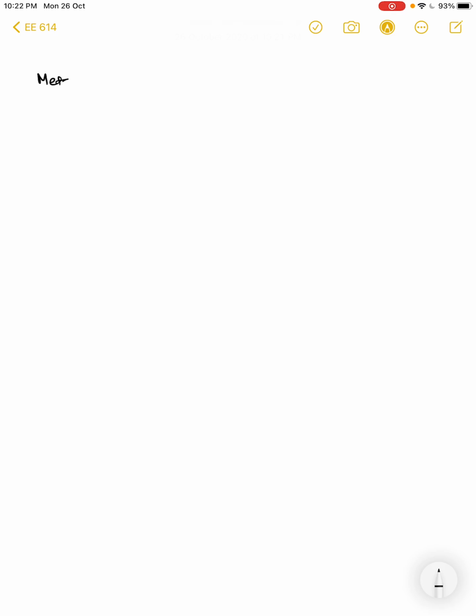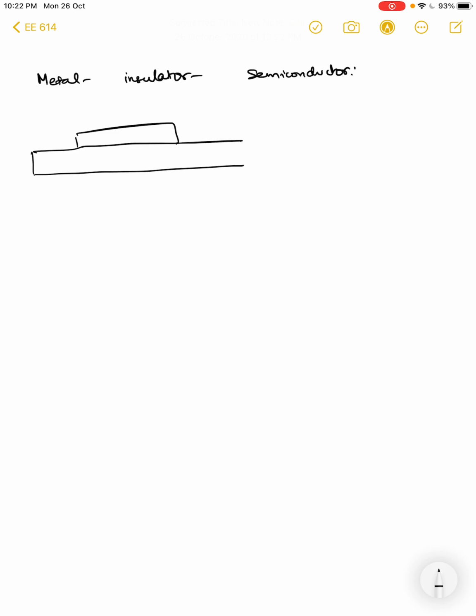So it is metal, insulator, semiconductor. So the most common structure of this particular stack is a metal layer deposited on top of a thermally grown oxide, basically silicon dioxide. This is some metal, and we have a bulk silicon.